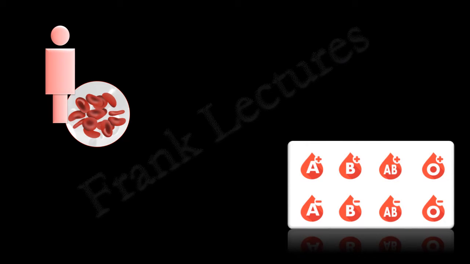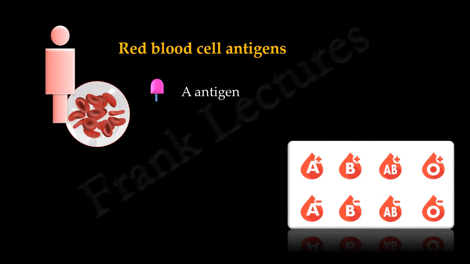The answer to this question lies in the fact that red blood cells in individuals of each blood type have antigens on their cell membrane. These red blood cell antigens determine the blood type of an individual. These red blood cell antigens are A antigen, B antigen, and Rh antigen.